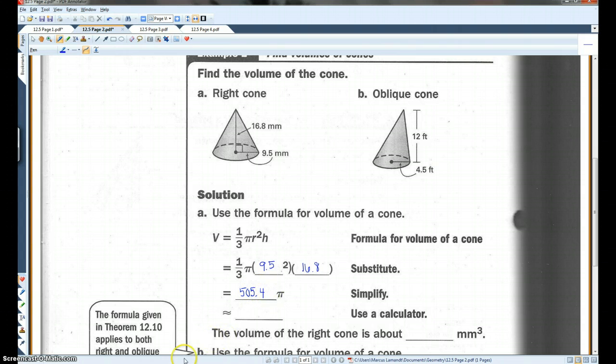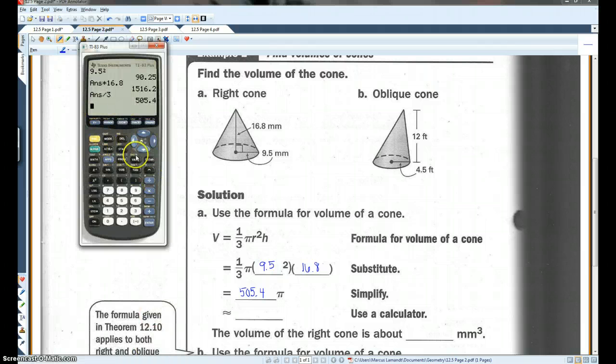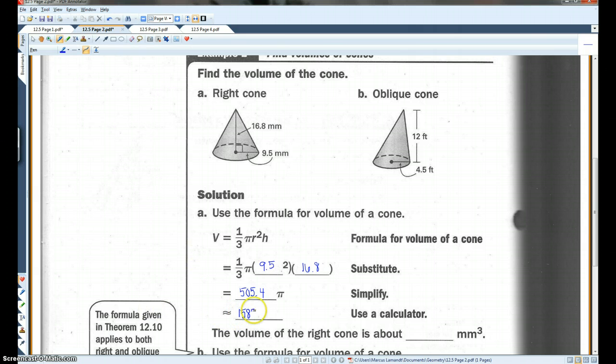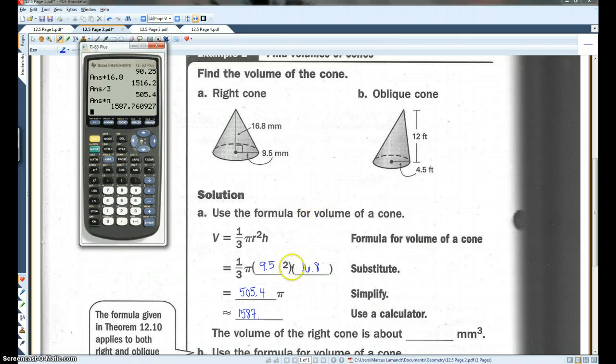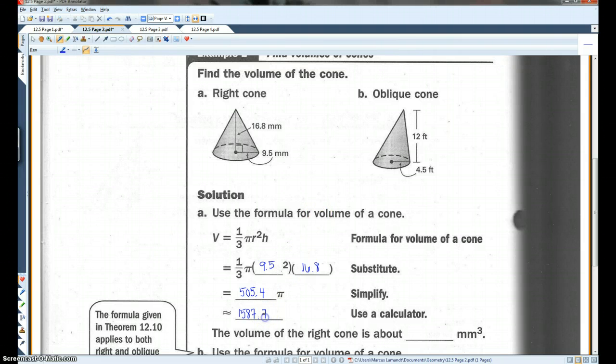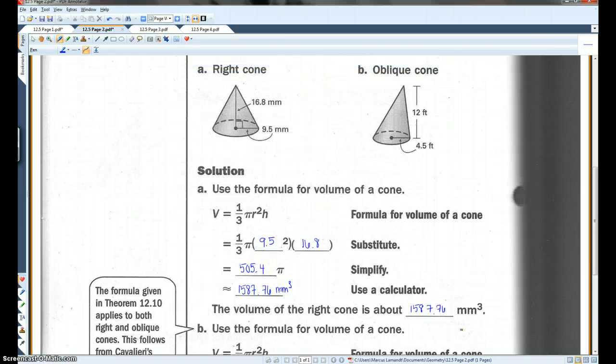505.4 pi. If we multiply by pi, we get 1587.76 millimeters cubed. So the volume of the right cone is about 1587.76 millimeters cubed. Okay, we're going to do the same thing for the next one.